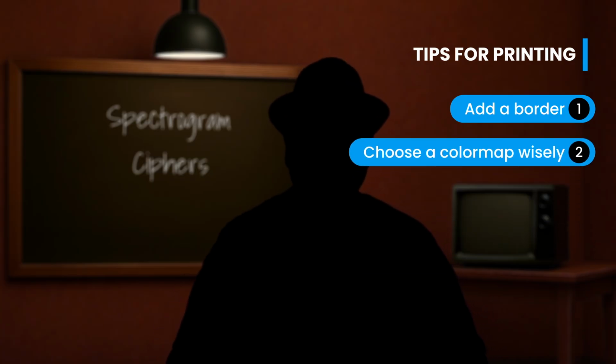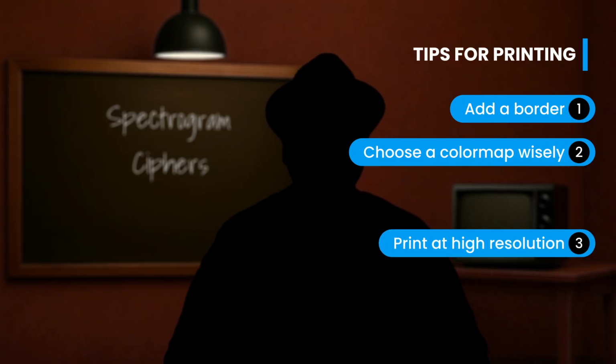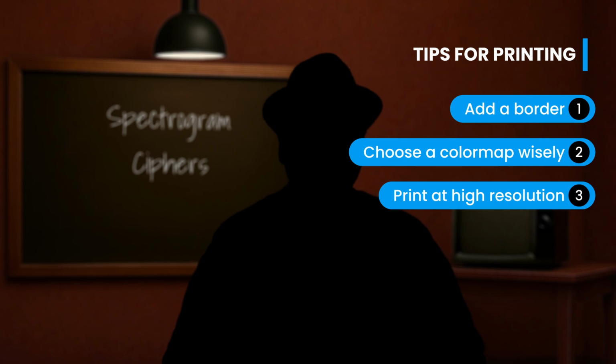Next, choose your color map wisely. Grayscale is the safest bet for printing because it only needs black ink and it scans or photographs cleanly. Color shifts from printing will change how ReSounder interprets the magnitudes. Finally, print at high resolution. The more detail in the print, the better the reconstruction.